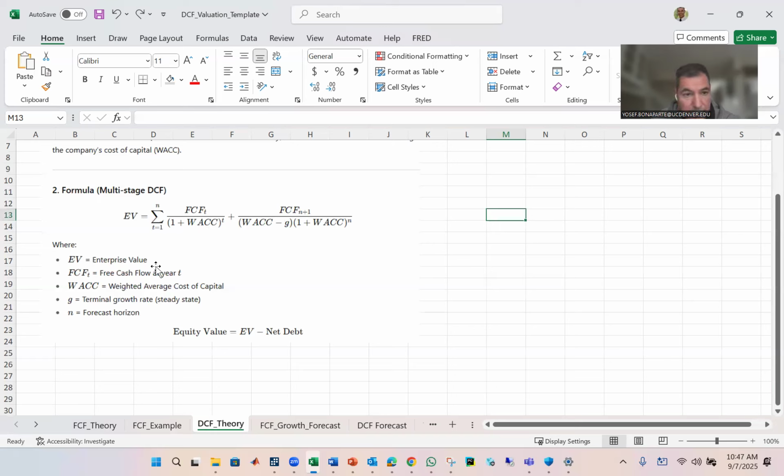FCF is this, the sum of FCF over (1 plus WACC) to the power t from 1 to N, plus the terminal value. So we assume two periods: you're growing, and then you go to terminal value. Terminal value is like after 5 years, the company will go to steady state. So how much will the company be worth? You calculate this formula, and the equity value for the company will be EV minus the debt that they have.